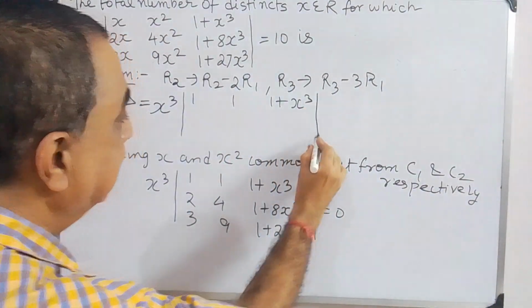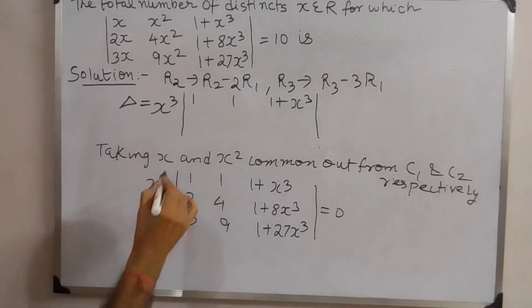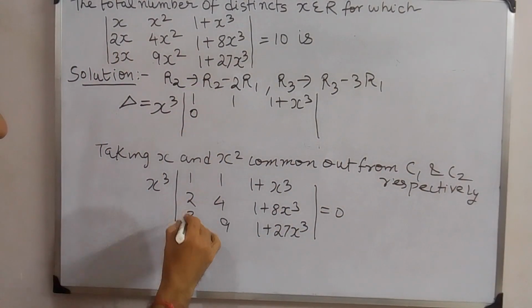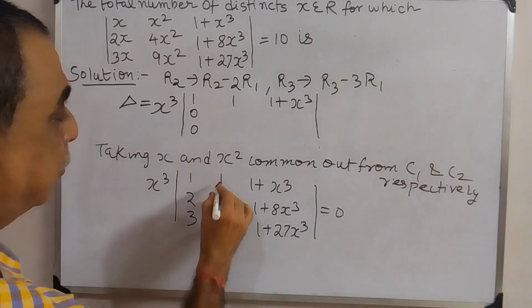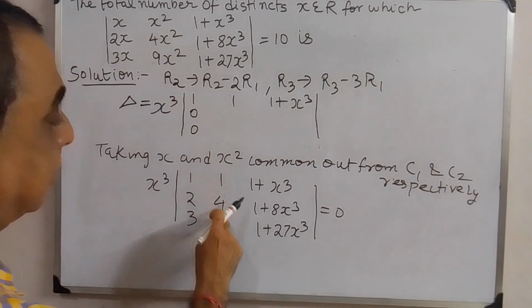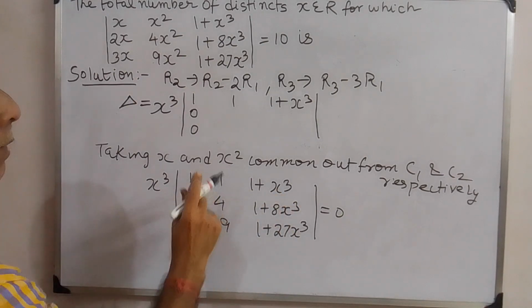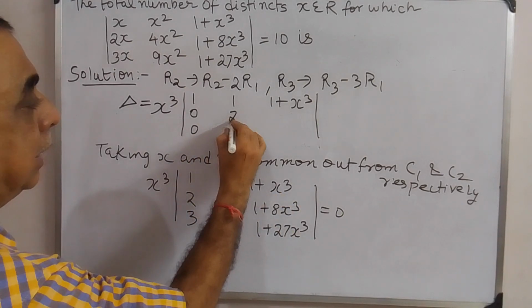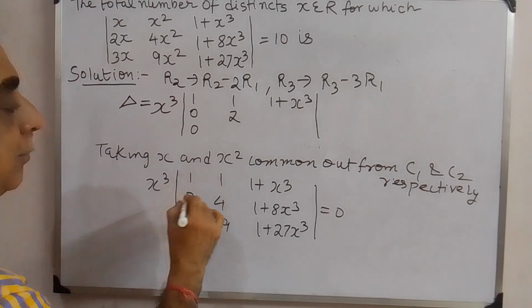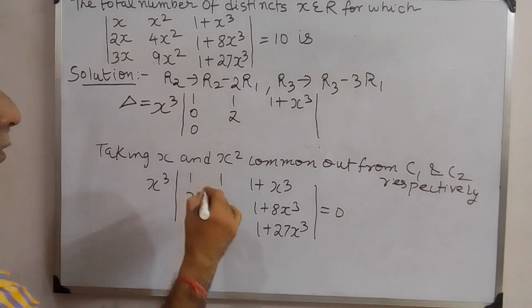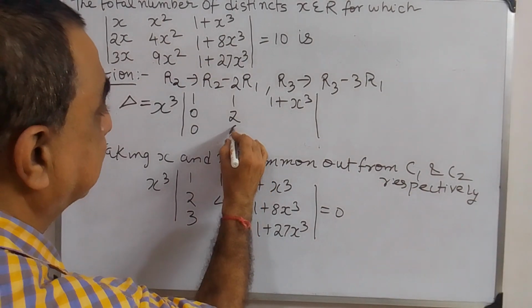And here what will I get? 2 minus 2 is 0, so this will become 0. And 3 minus 3 is 0, so this will be 0. And 4 minus 2, twice the first row, will be 2. And 9 minus 3 times 1 is 9 minus 3, that is 6.